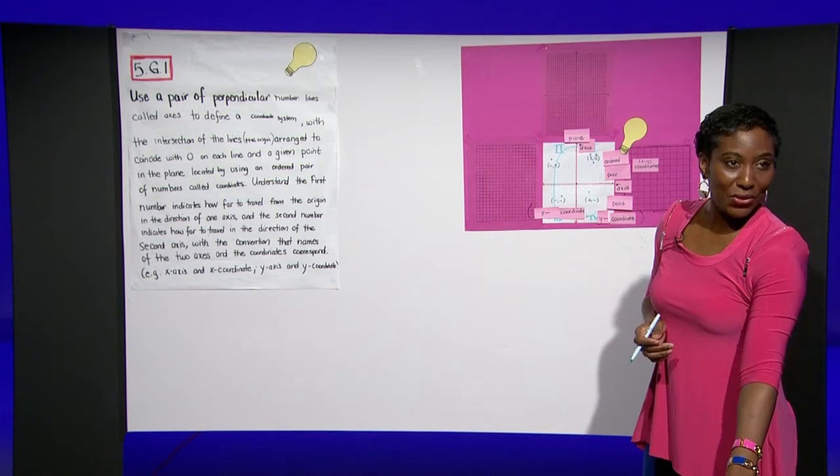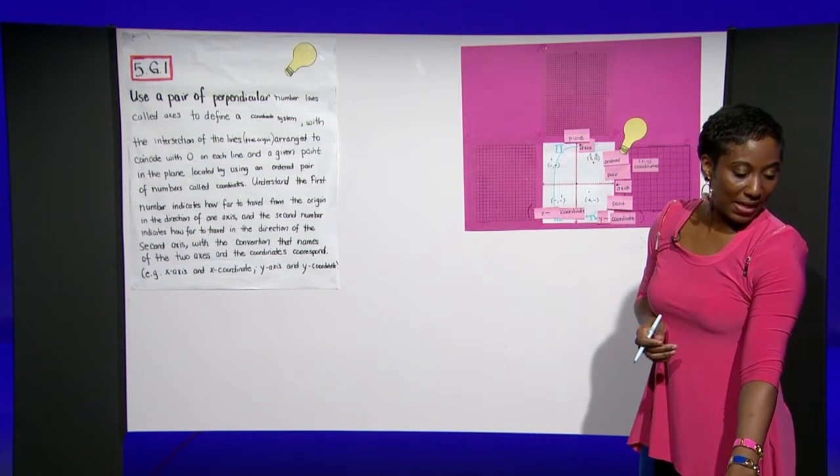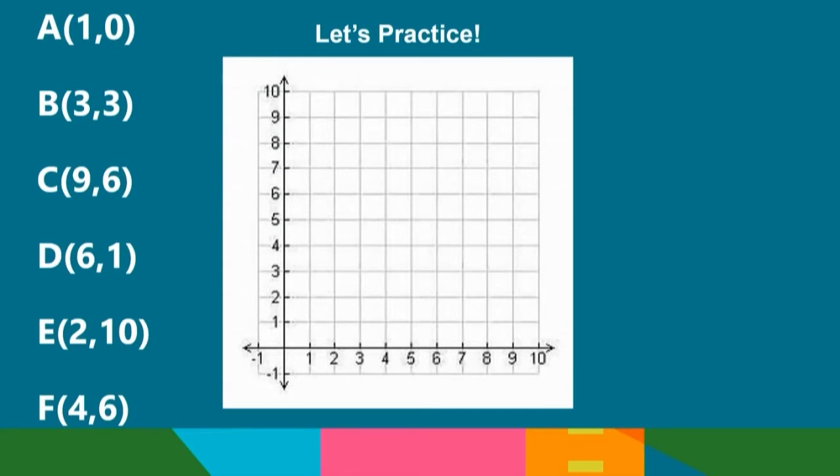And what I'm going to do now is give you a series of points that I would like for you to practice. You have 6 points that I would like for you to graph on your coordinate plane at home. So, how did you do? Let's see if you got them all correct.